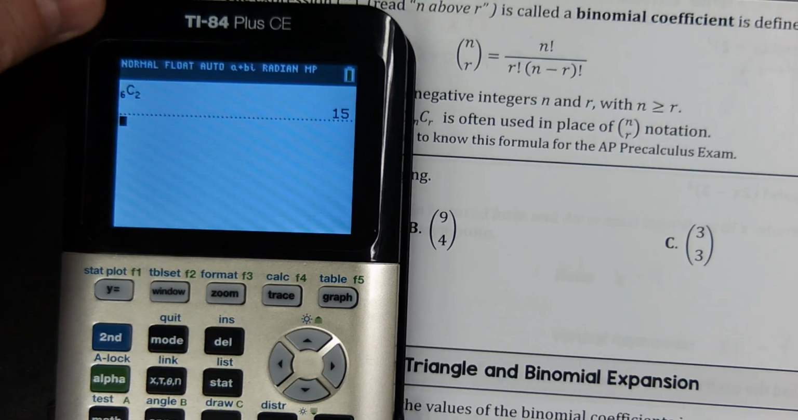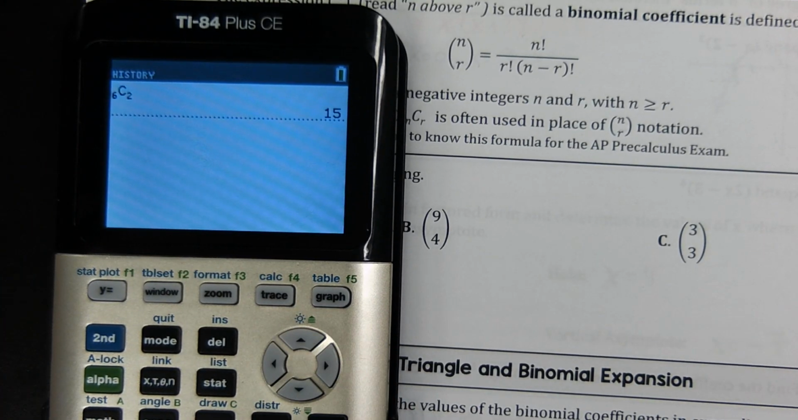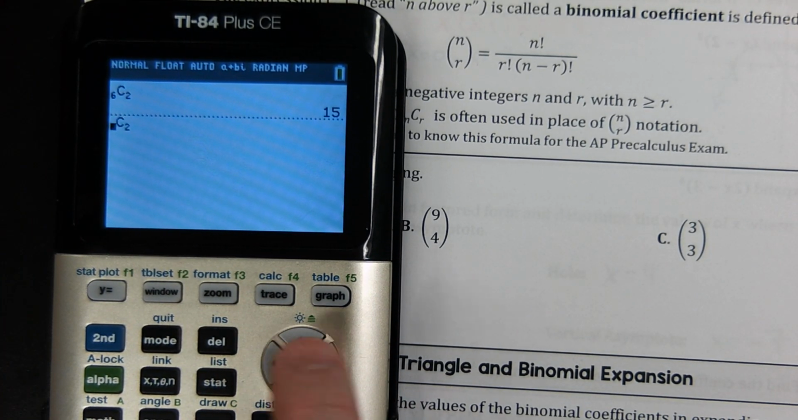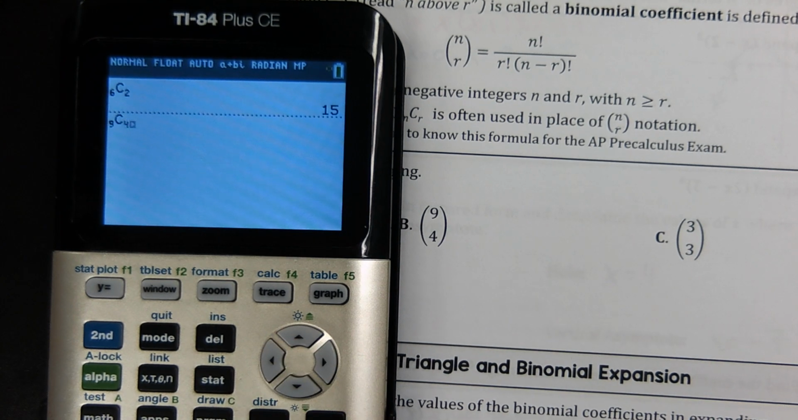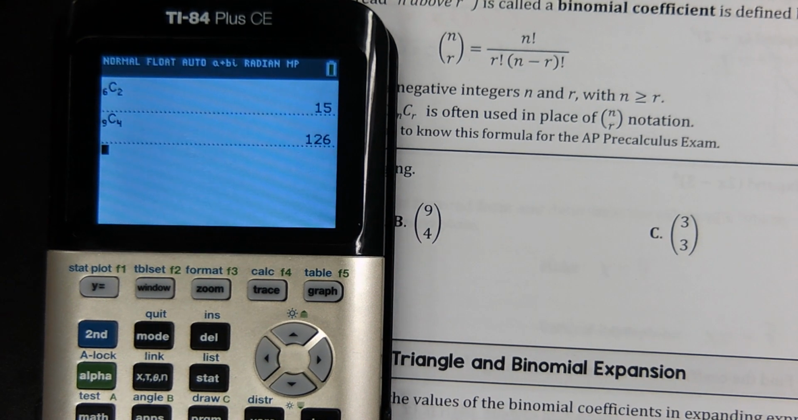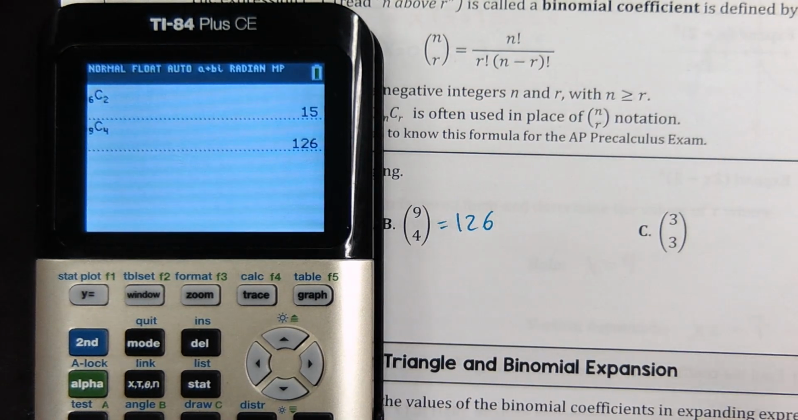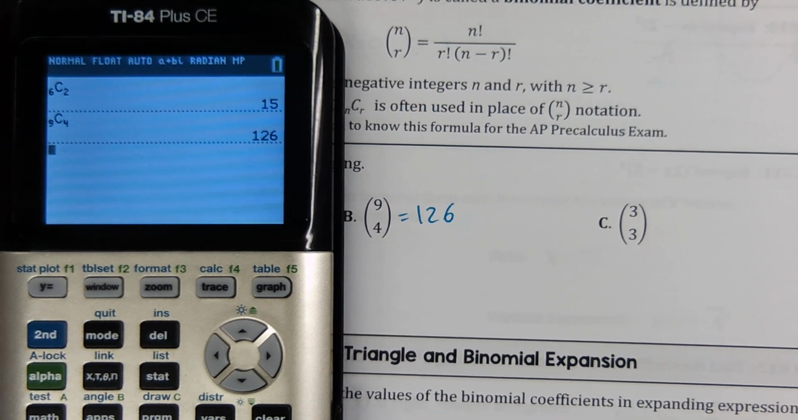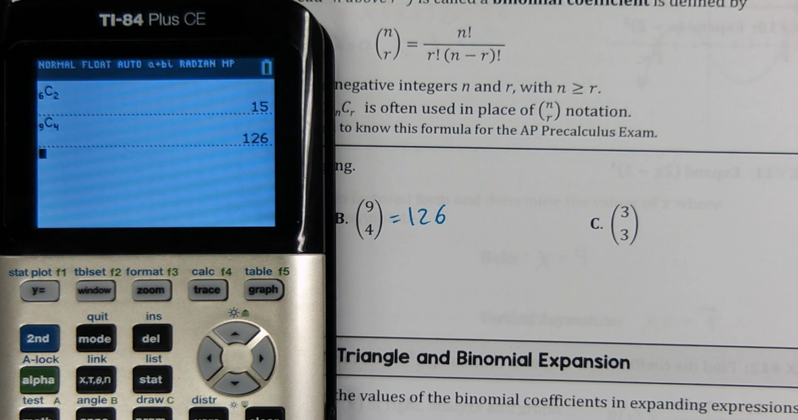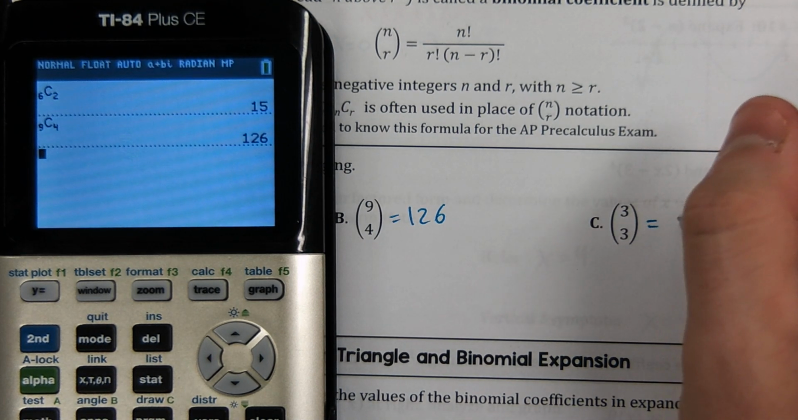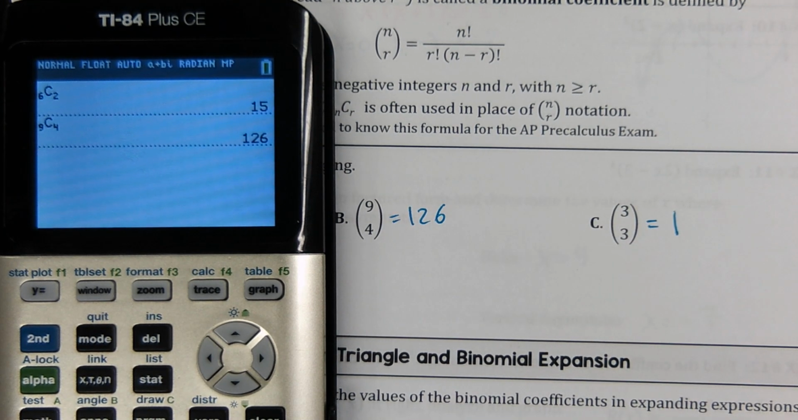And this calculator is awesome sauce that you can just go up and highlight and then just edit it. So 9 choose 4. Hit enter again. Bang. 126. Without a calculator, what do you think 3 choose 3 is? 1. Because it literally says, how many different groups of 3 could I pick from 3 people? 1.